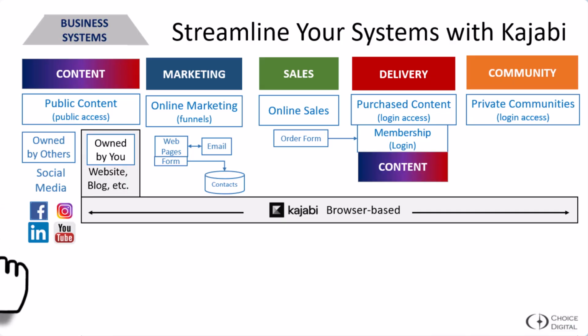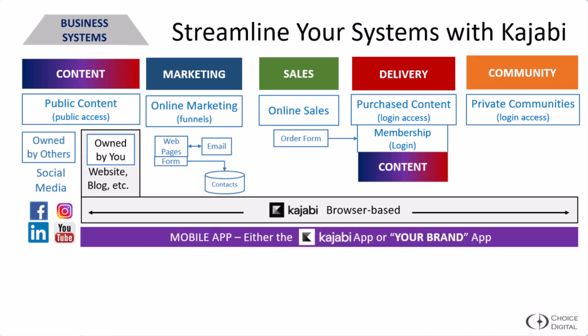But even better, Kajabi provides a mobile app. You can either use the generic Kajabi app and people can log into your content with the Kajabi app, or you can build your own app where you take people through your customer journey. Your app shows up in the App Store or Google Play, and people can download it and you can nurture your customer relationships through your community through a branded app.